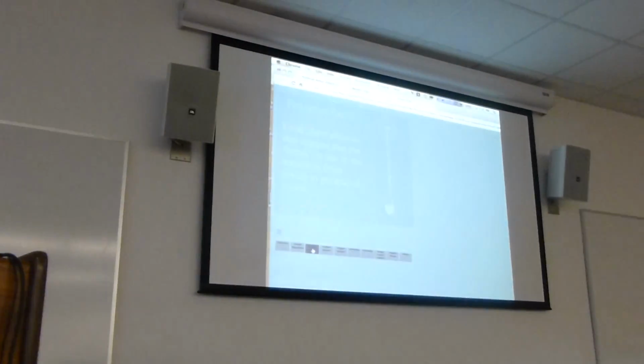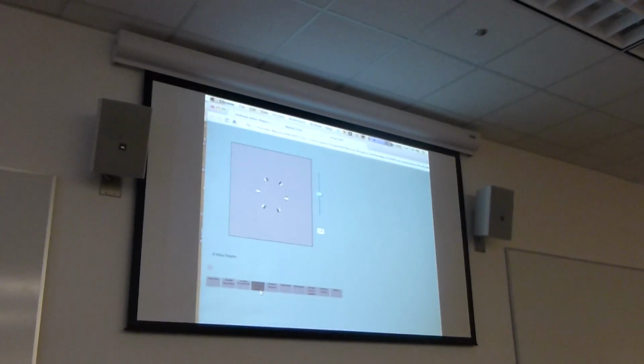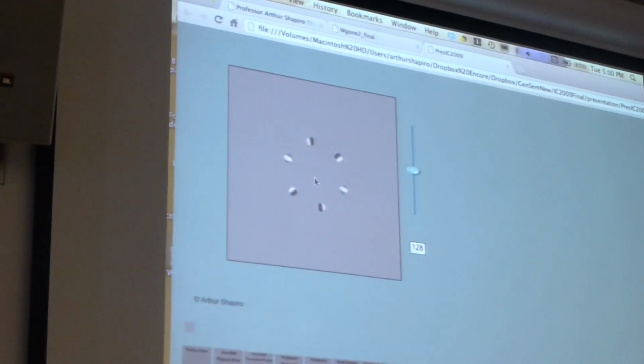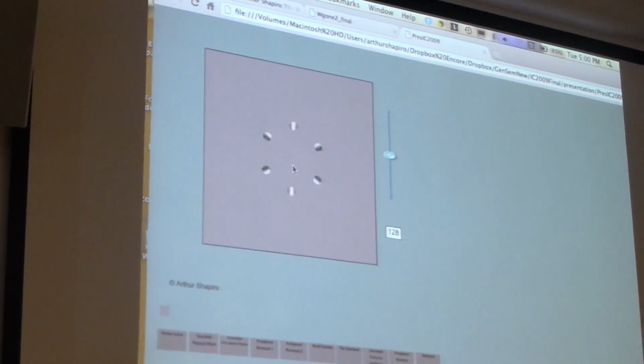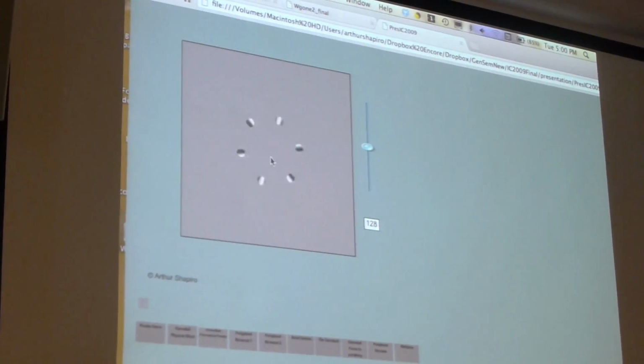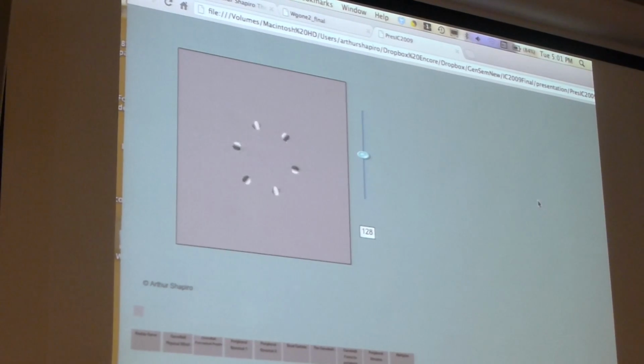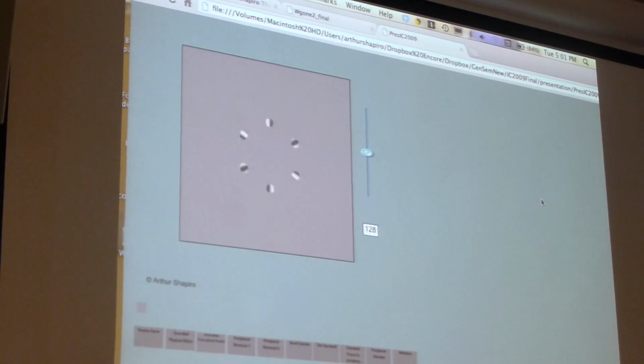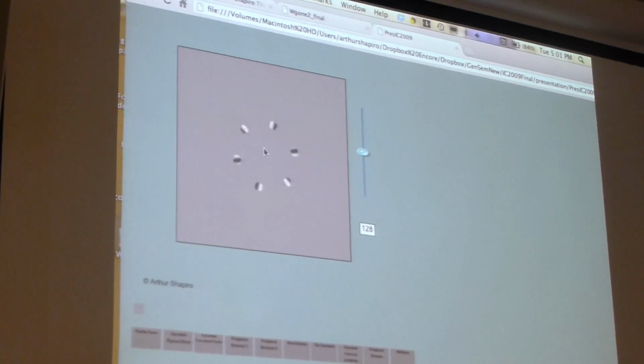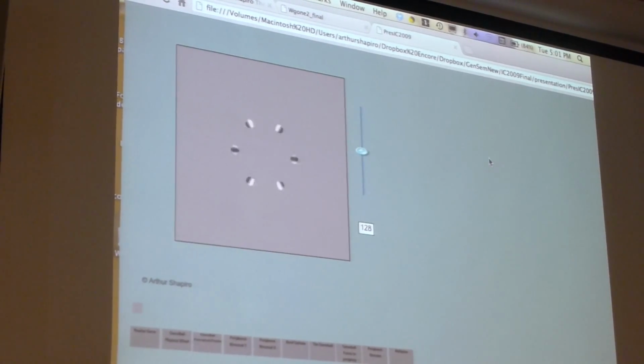So take a look at this for a second. Look right at the cursor. Which way are the rings rotating? Clockwise or counterclockwise? Clockwise. Now look over here. Which way are they rotating? Look back. Everyone getting this?